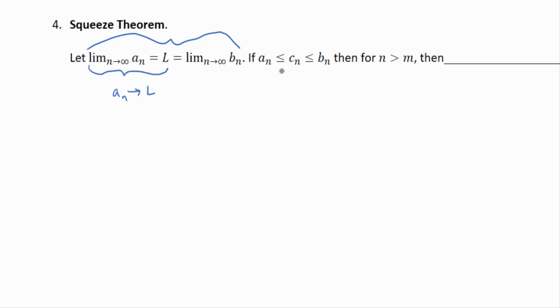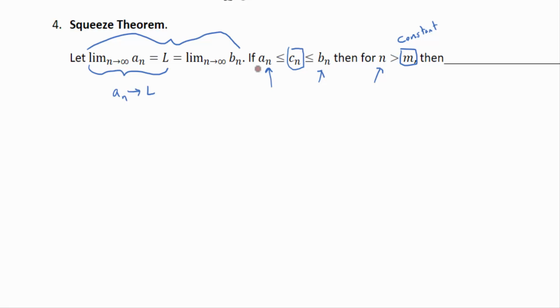And then suppose that c_n really is in between a_n and b_n for n bigger than some constant M. You can't guarantee that inequality, that c_n is between a_n and b_n, if n is less than some constant M. But let's say that this is true, that c_n is between a_n and b_n for n bigger than M. Then what do you think we can say?